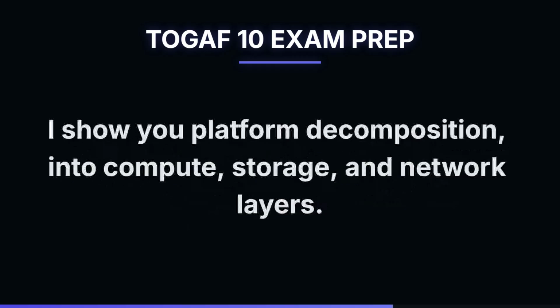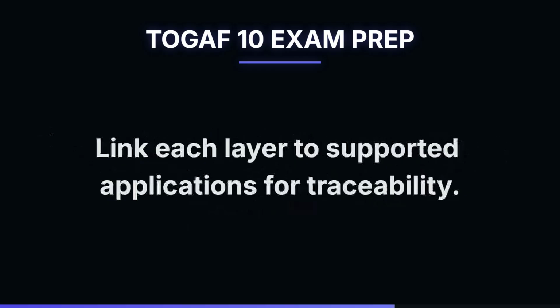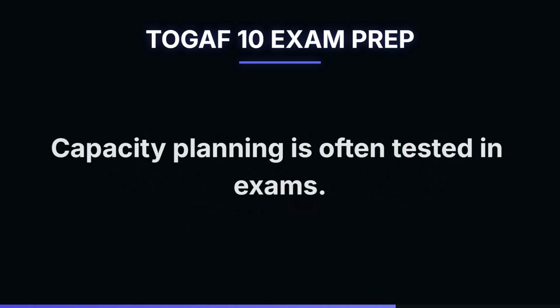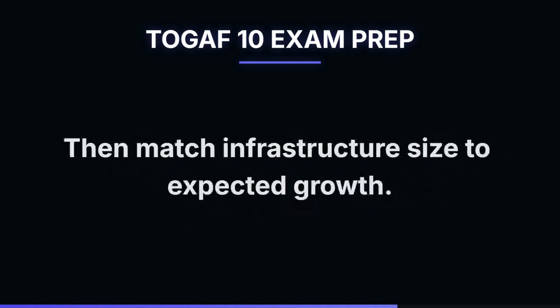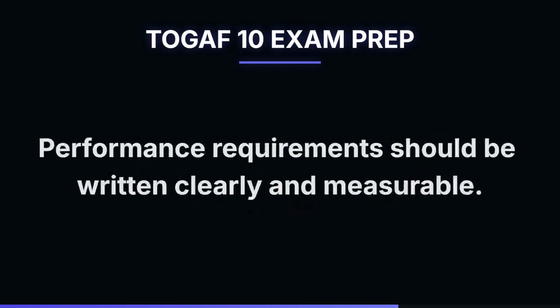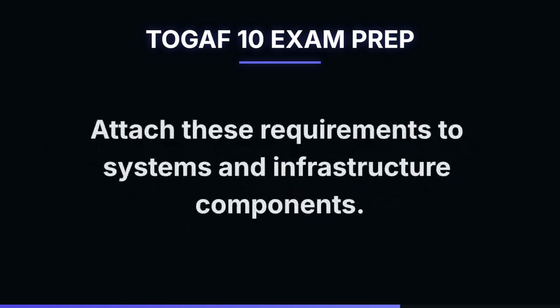I show you platform decomposition into compute, storage, and network layers. Describe each layer in 1 or 2 sentences only. Link each layer to supported applications for traceability. Capacity planning is often tested in exams. Estimate load, user count, and transaction volume roughly. Then match infrastructure size to expected growth. Performance requirements should be written clearly and measurable. For example, response time under 2 seconds. Attach these requirements to systems and infrastructure components.